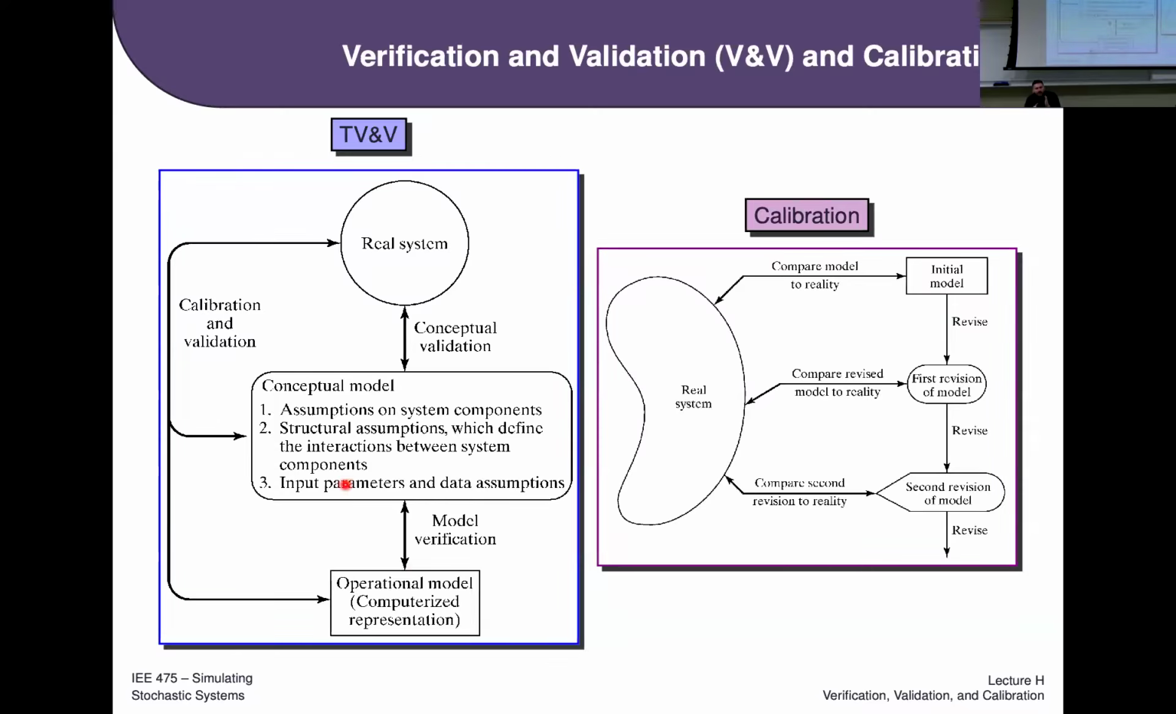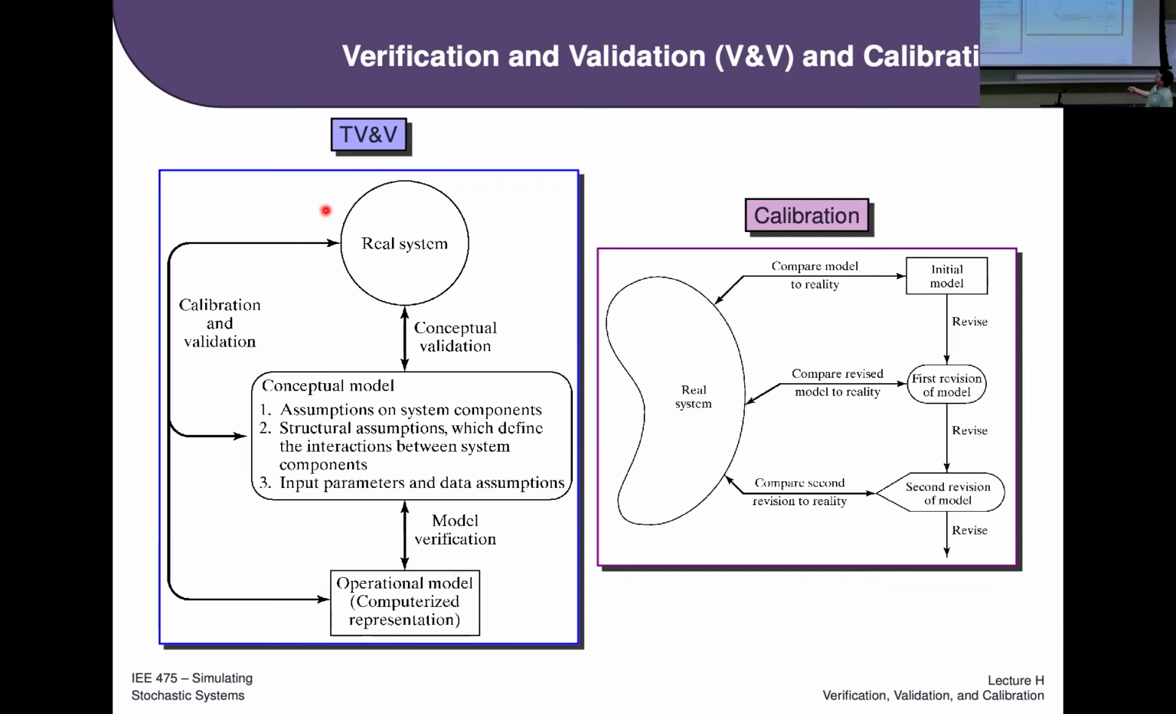Once I have this model, I then build it in Arena. Did I build what's in my head in Arena? That's the verification step. But once I've got it running in Arena, I look at the way Arena is running and I look at the real world system. If those don't match, then there's a problem with my conceptual model, and I have to go back and maybe update my conceptual model. And so that's TV and V.